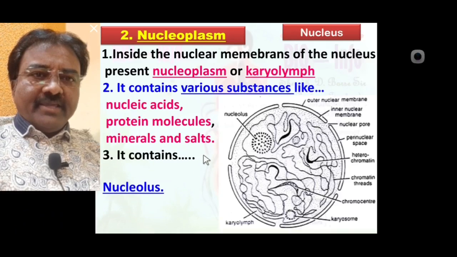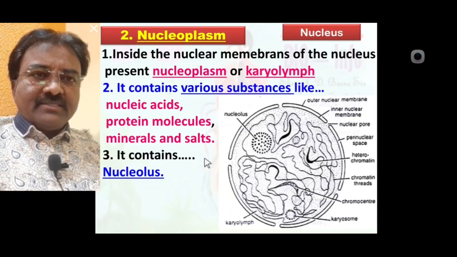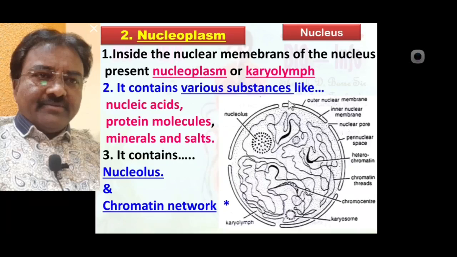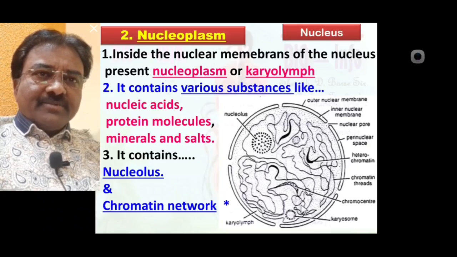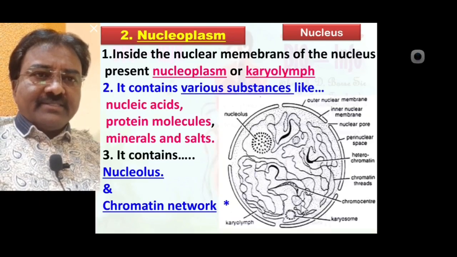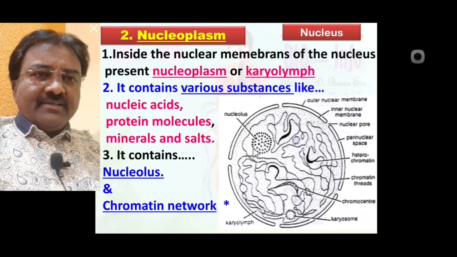Nucleoplasm contains a main part called the nucleolus. This is the nucleolus, a spherical body-shaped structure present in the nucleoplasm. And the chromatin network seen here is a thread-like network present in the nucleoplasm, called the chromatin network. Up to this, we discussed the nucleoplasm of the nucleus, containing various substances, the nucleolus and also the chromatin network.